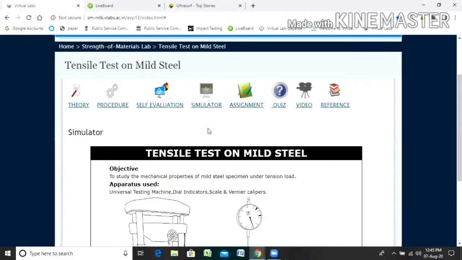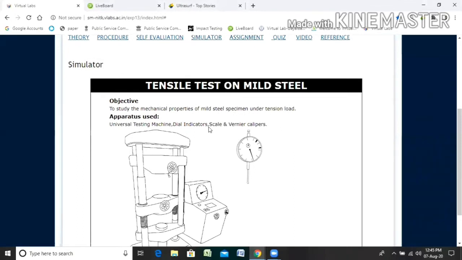So this is our simulation interface of tensile test on mild steel. The objective of the study is to study the mechanical property of mild steel specimen under tensile load.